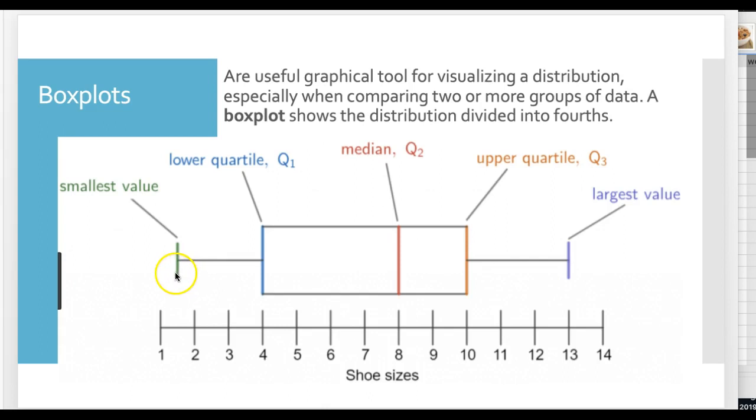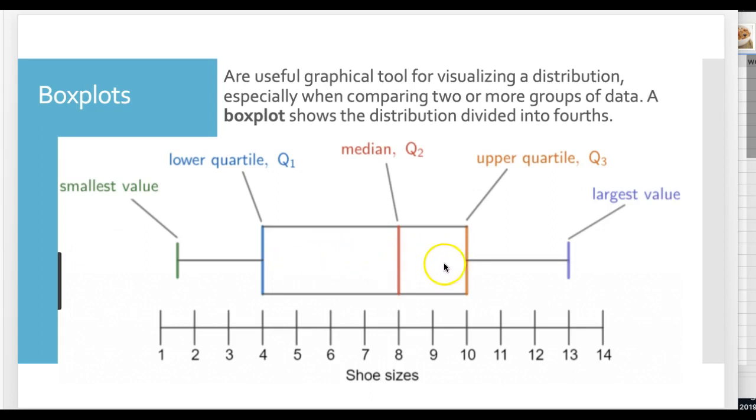So from the smallest value to the first quartile, 25% of shoe sizes fell in here. From the first quartile to the median, 25% of the shoe sizes fell between here. And from the median to the third quartile, another 25% of shoes fell in here. So it's telling you this part is kind of shorter. See, this is a bigger rectangle, and this is just like a square.